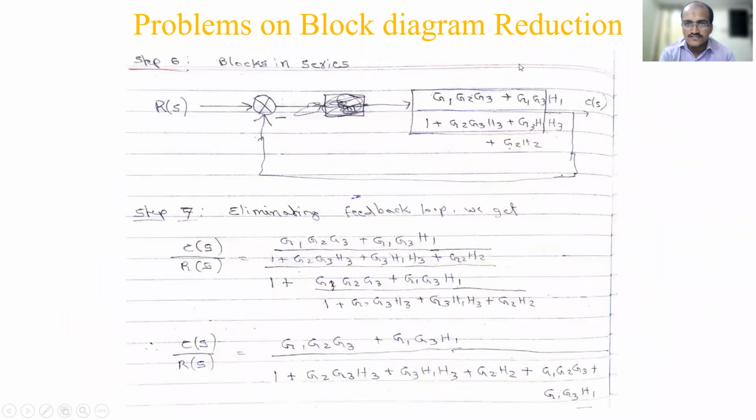Now this complete block is G, and this H is 1, which comes in the denominator. So we'll remove that in the final step. Then what happens? C of S by R of S equals this complete block, I am writing G: G1 G2 G3 plus G1 G3 H1 divided by 1 plus G2 G3 H3 plus G3 H1 H3 plus G2 H2. Be very careful while substituting. This complete thing is G now, divided by, write it whole, 1 plus. Even if you use color pens for numerical problems, it is well and good. I have not used it, but you can use it in your notes so that it is easy to understand.